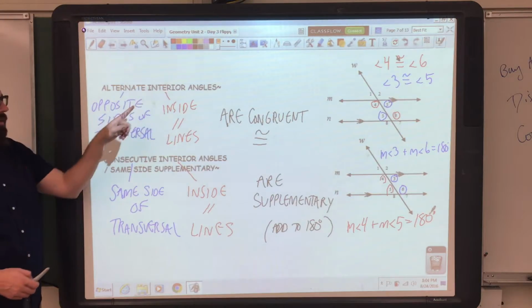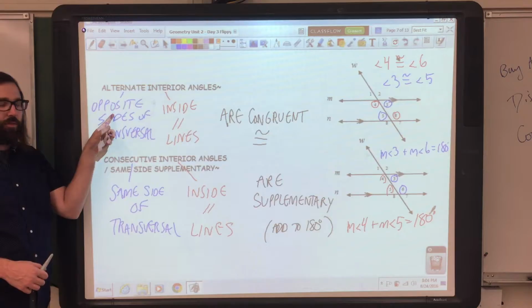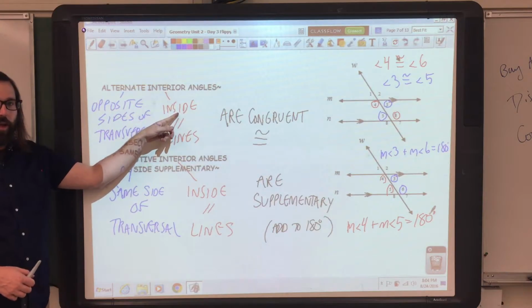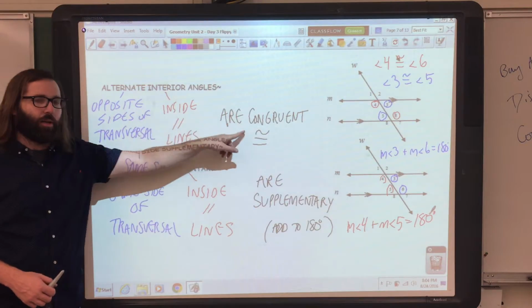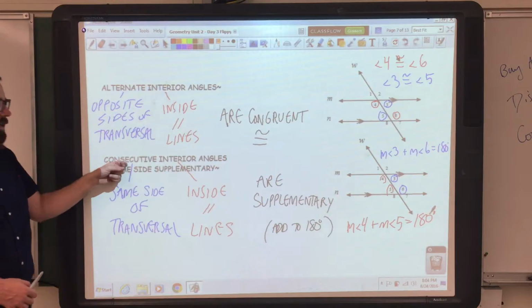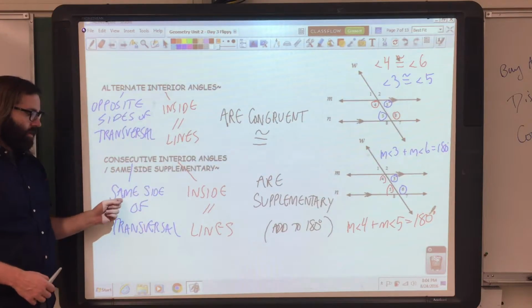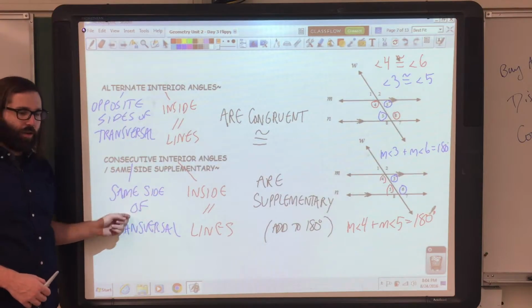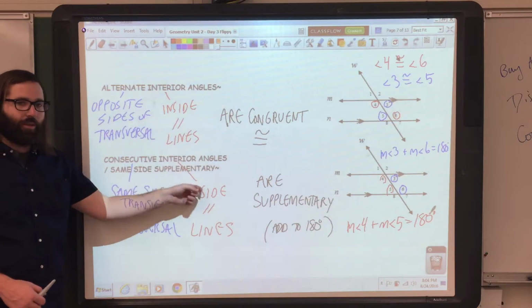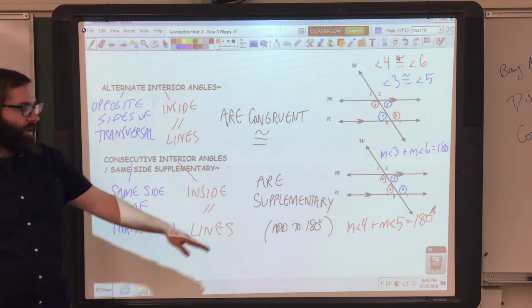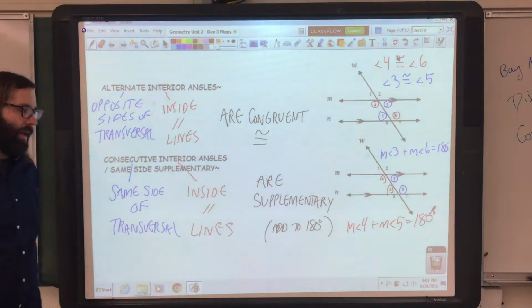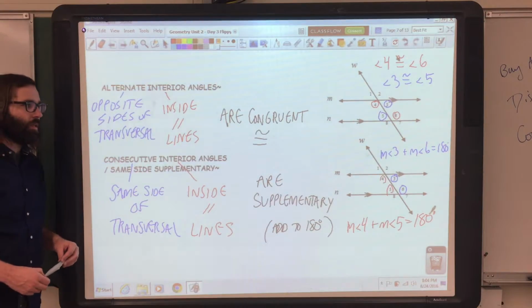Right. Alternate interior, alternate opposite sides of the transversal. Interior, inside of your parallel lines. They're congruent. Consecutive interior. Okay. Consecutive, same side of the transversal. Interior, inside your parallel lines. They are supplementary. They add up to 180.